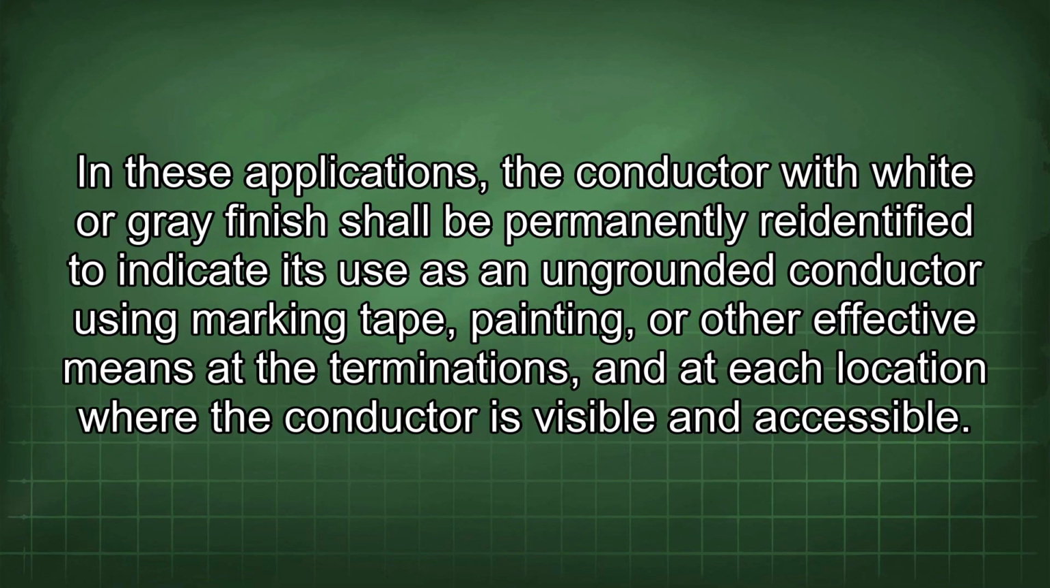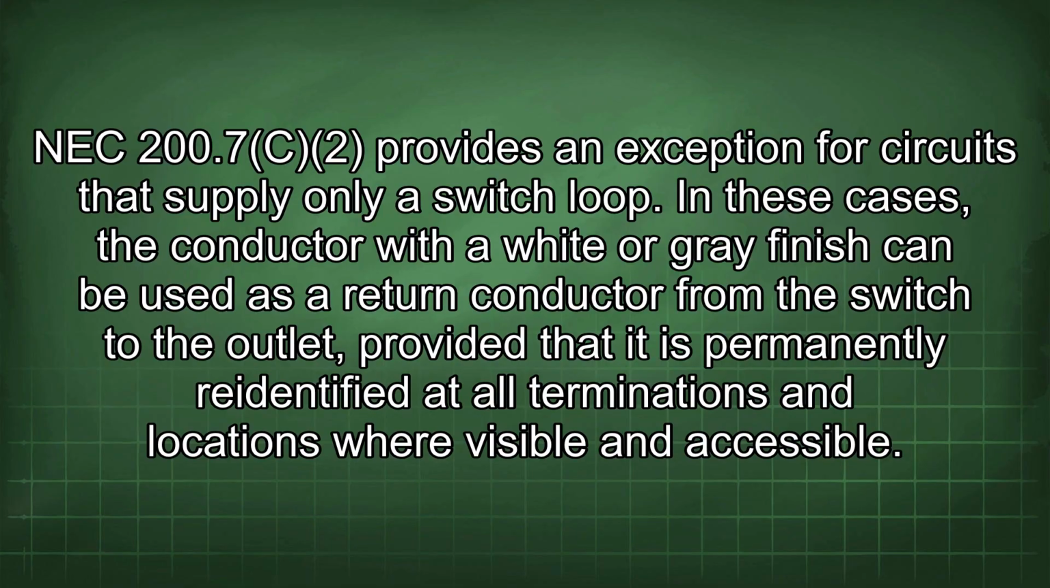In these applications, the conductor with white or grey finish shall be permanently re-identified to indicate its use as an ungrounded conductor using marking tape, painting, or other effective means at the terminations and at each location where the conductor is visible and accessible. NEC 200.7 C2 provides an exception for circuits that supply only a switch loop. In these cases, the conductor with a white or grey finish can be used as a return conductor from the switch to the outlet, provided that it is permanently re-identified at all terminations and locations where visible and accessible.